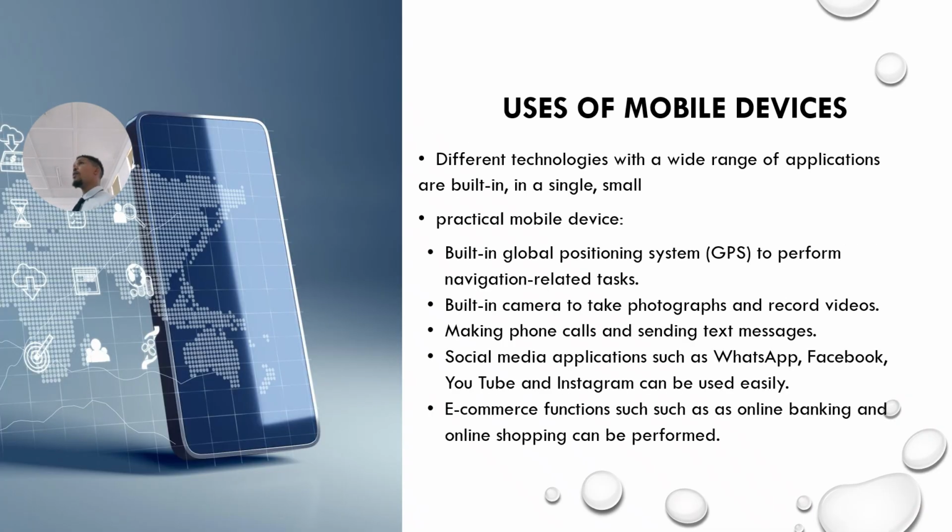The use of mobile devices. So different technologies with a wide range of applications are built into a single small cell phone, particularly a mobile device, which has your GPS system. It's built in. You can track where your phone moves as well and navigate. Built-in camera, which can take photos and videos as well. Making phone calls, social media applications such as WhatsApp and Facebook as well. And then e-commerce functions such as online banking and online shopping like Takealot and Amazon.